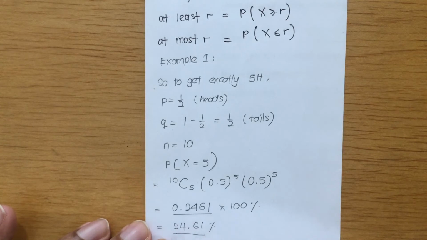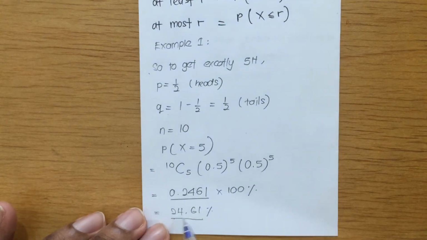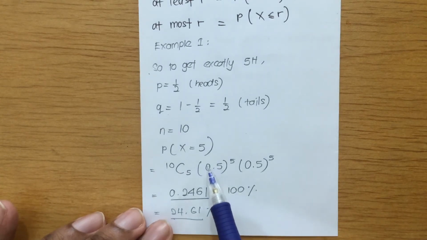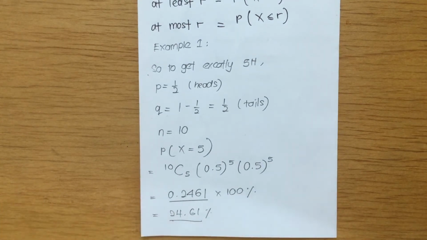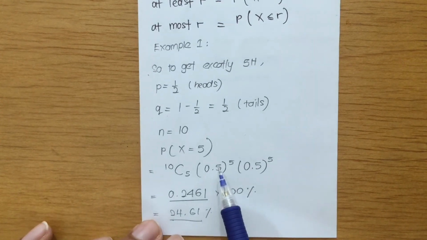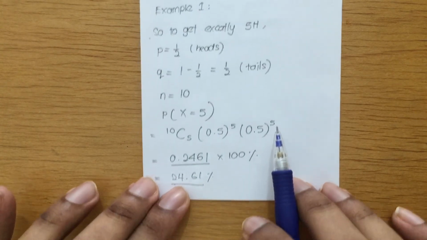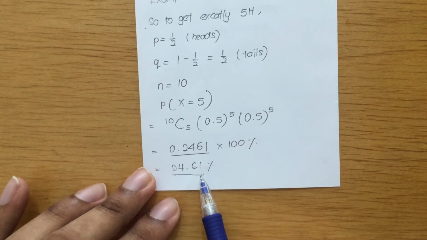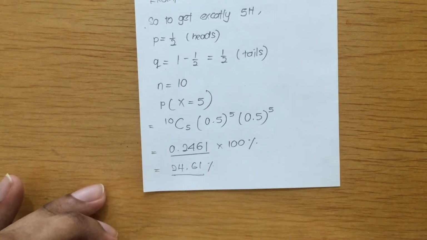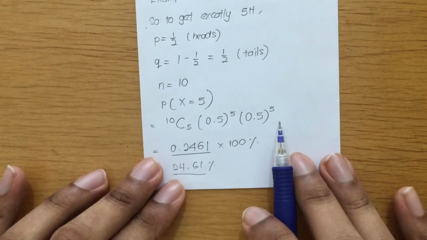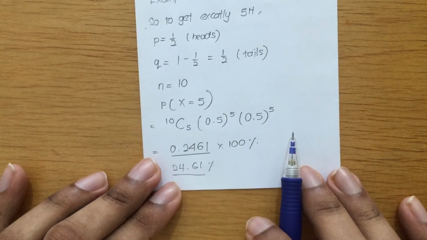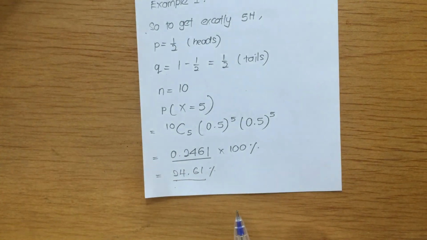So what does this mean, guys? This means you have a 24.61% chance of getting 5 heads within the 10 trials. Like I said, even though your probability is 1 over 2 for heads and tails respectively, when you do it for 10 trials, getting exactly 5 heads is not actually 50%, guys. It's actually 24.61%. So this is the distinct difference between probability and binomial distribution. I hope you understand the concept over here. Let me turn back to your notes for your reference.